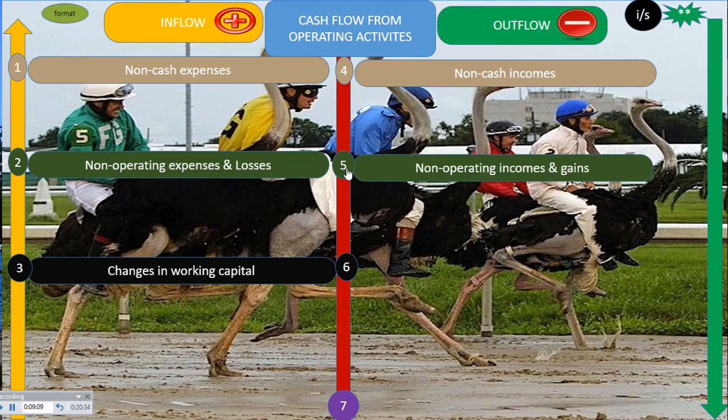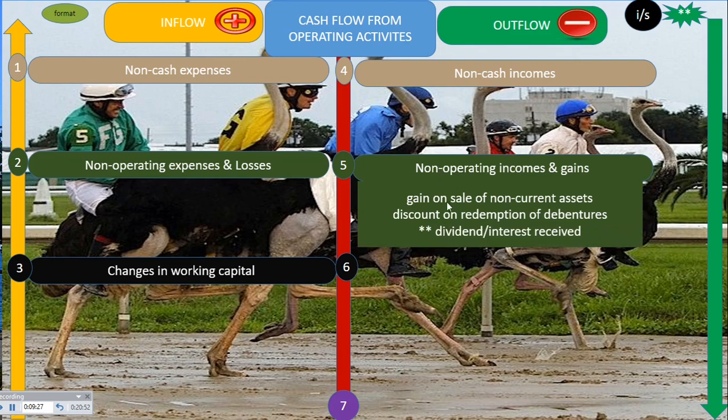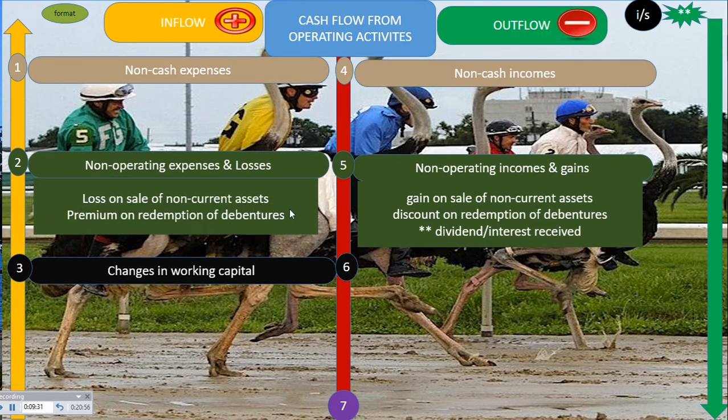Non-operating income and gain. We are subtracting it because it is added in the income statement, and here we are required to calculate only cash flow from operating activities. So gain on sale of non-current assets is the reverse of your loss on sale of non-current assets. Discount on redemption of debentures is the reverse of premium on redemption of debentures.